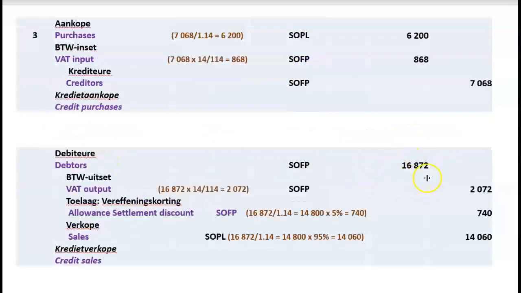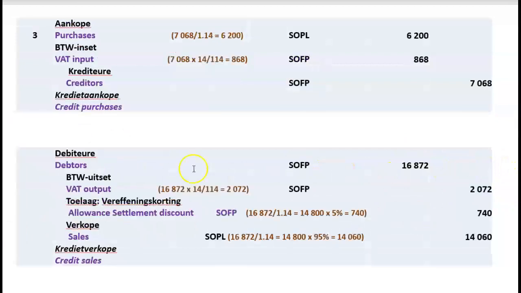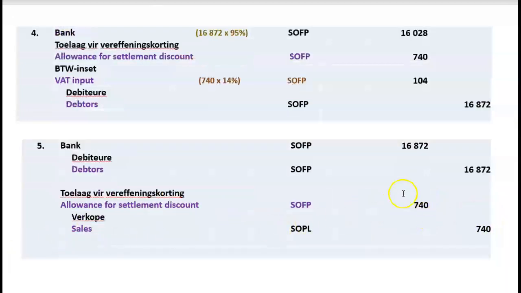What is currently the amount lying in his own account? In his own account, there's an amount of 16,872, so we're going to take it out. But remember, we have recognized settlement discount when we recorded the sales transaction. Is this allowance account applicable anymore? No, because the settlement discount period has expired, so we have to get rid of this 740 Rand out of our books. So we're going to debit the allowance account.